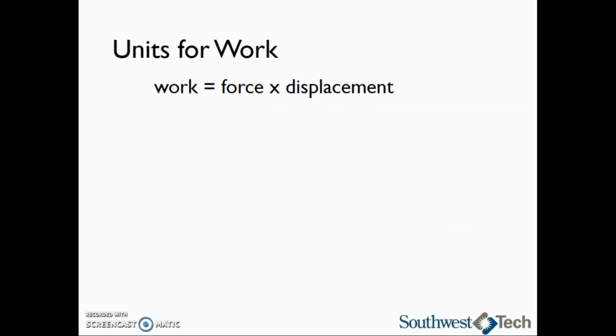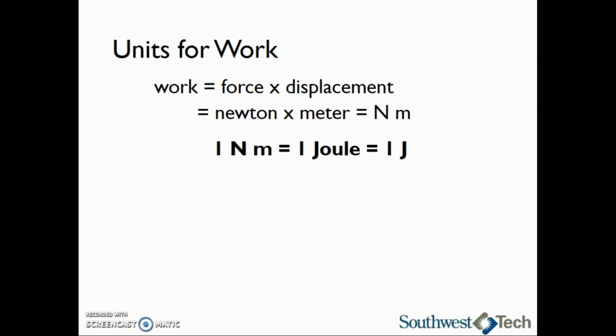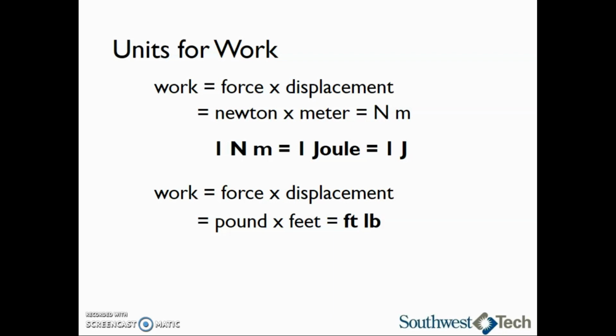Let's take a look at the units we will be using for work. If work is a force times a displacement in metric or SI units, force is measured in newtons and displacement is measured in meters. This means that work is measured in Newton meters. One conversion for units that might be helpful is that 1 Newton meter is equal to 1 joule, which is represented by a capital J. If we are in English or standard units, force is measured in pounds and displacement is measured in feet, so work is measured in pound-feet or more commonly foot-pounds. It is important to note that work is a scalar because it does not have any particular direction. Therefore, when we are calculating work, we don't need to specify any direction.